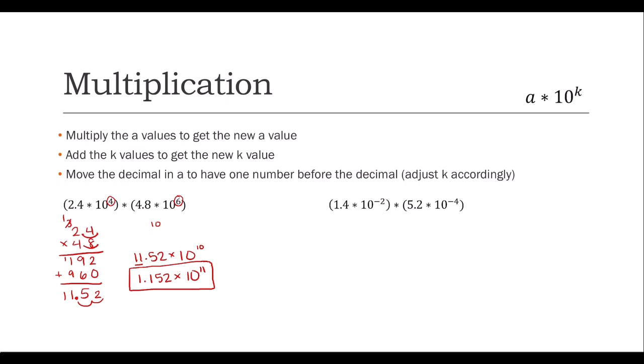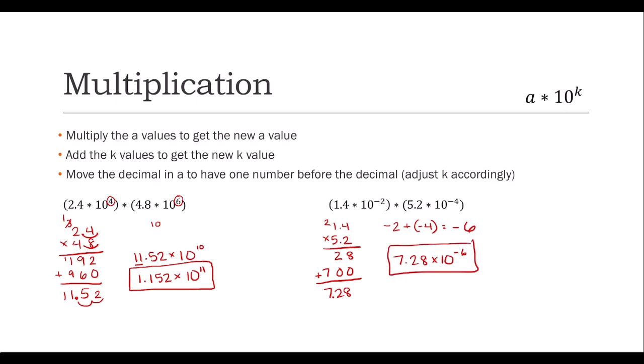We'll follow those same steps for this second problem here. So 1.4 times 5.2, get 728, and we'll move our decimal in twice, so 7.28. For our k value, we have negative 2 plus negative 4, so we'll have a negative 6. So we have 7.28 times 10 to the negative 6. And we only have one number before the decimal place, so this is our final answer.